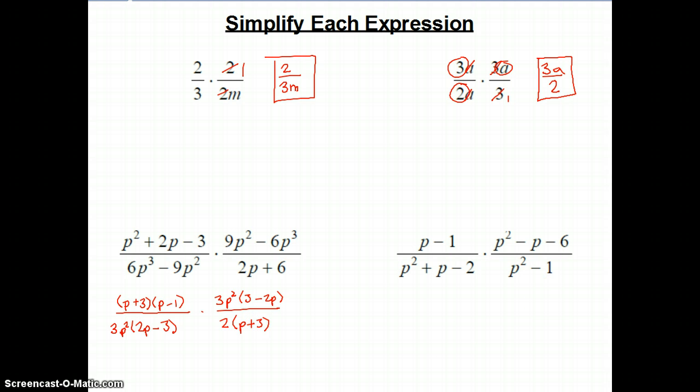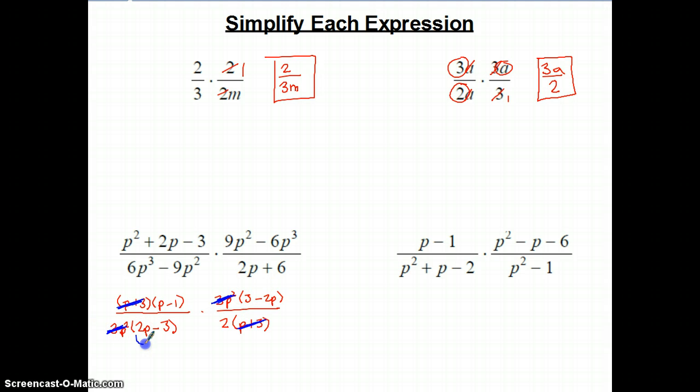So looking from top to bottom of each individual fraction, I identify any common factors if there are any, but there are not, so I instead reduce diagonally. I see a p plus 3 on the top and the bottom, so I cancel these out. I also see a 3p squared that I can cancel out.